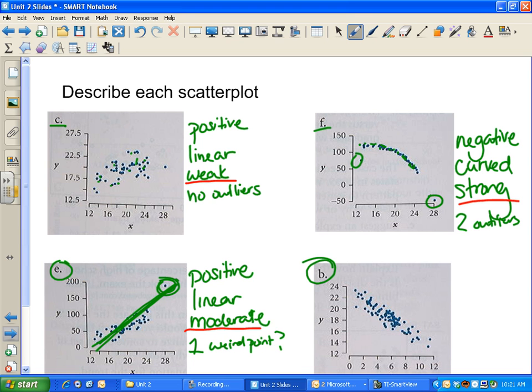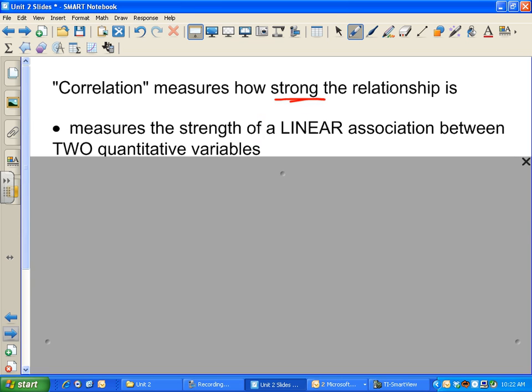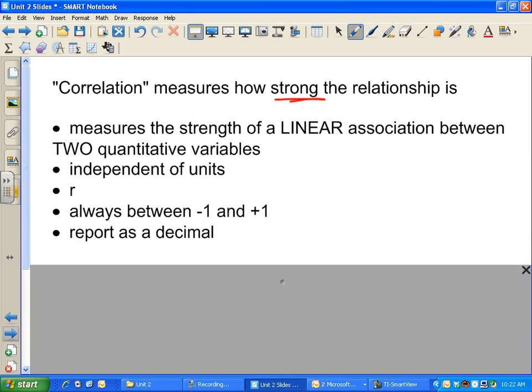We measure strength numerically using what's called correlation. Correlation, you've probably heard this word before, but we're going to define it for statistics. Correlation really measures how strong the relationship is, so kind of the shape, how strong it is. A couple things you need to know about correlation. First off, I have a definition here for you. Correlation measures the strength of a linear association between two quantitative variables.